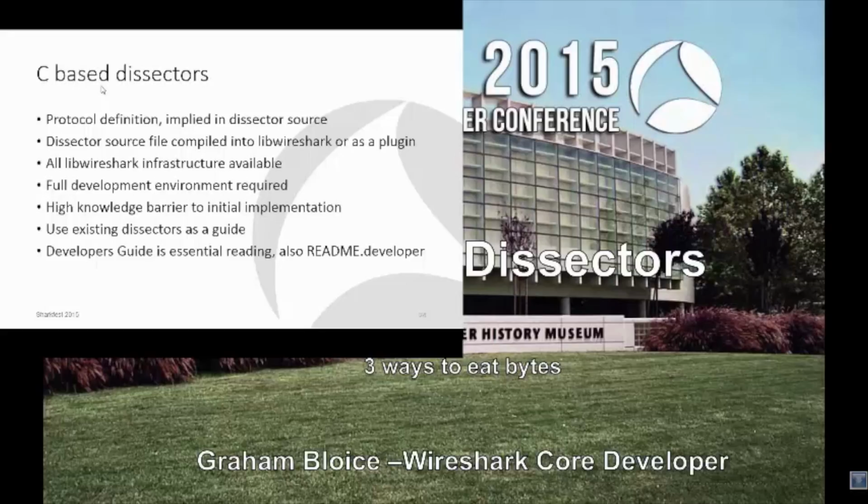existing dissectors you can look at. Some of them are easier, some of them are more complex. If you know an existing protocol well, then you can look at the dissector of that protocol, if it's supporting Wireshark, as a guide to where you need to be going. And as I've mentioned earlier, the developer's guide is essential reading if you're going to embark on this, along with README.developer.